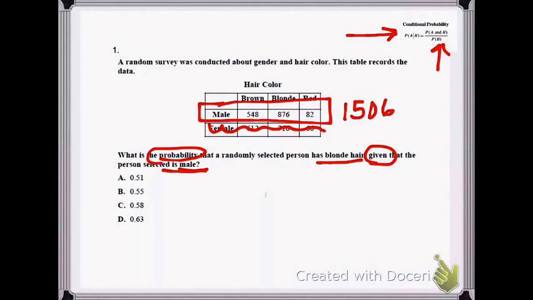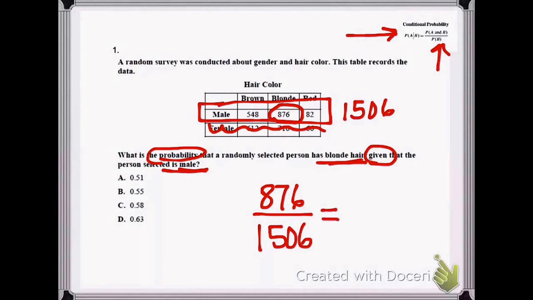1,506. So if I want to know the probability that we get somebody with blonde hair, I look at my table and find the intersection. 876 divided by 1,506 is going to give me my probability. If I put that into my calculator, I get 0.58.